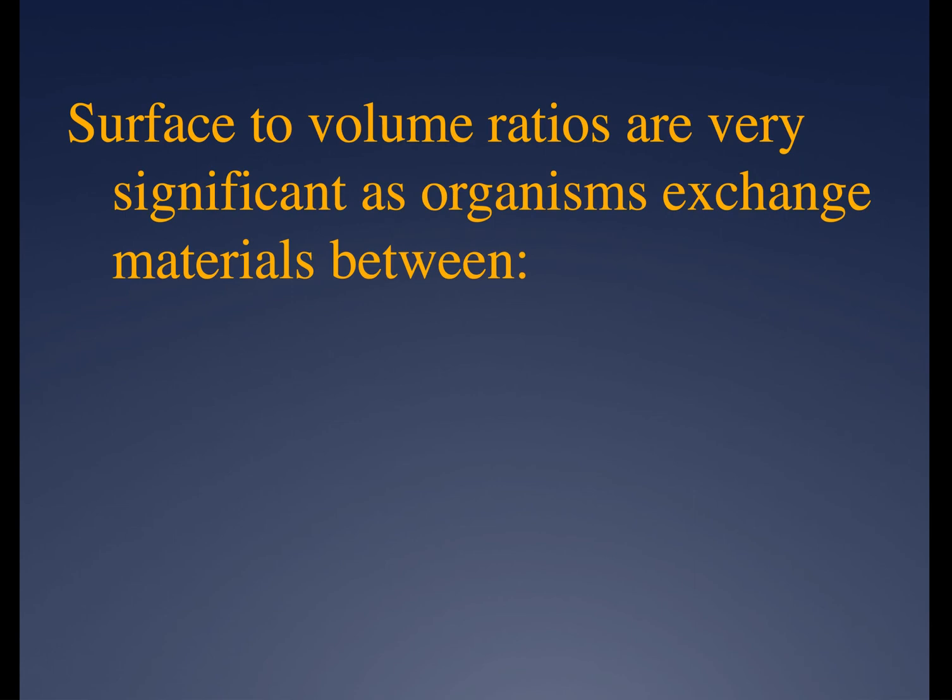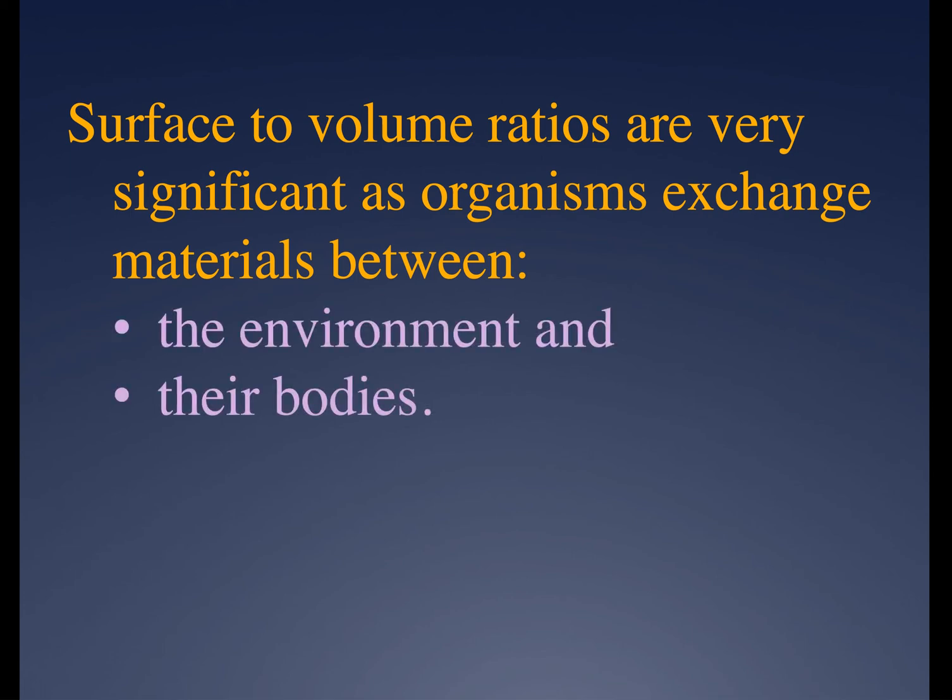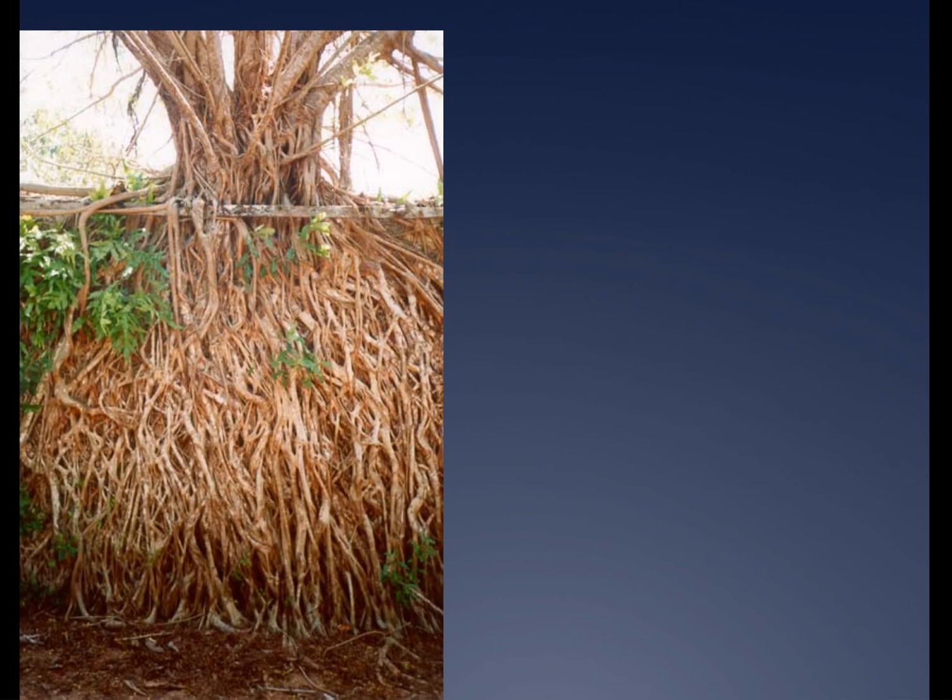Another place that we see surface to volume ratios really matter is not when we're exchanging heat, but sometimes when we're exchanging other things. The environment and the bodies might be exchanging, for example, water and gases and nutrients that are brought up by the root system of a tree. So what's going on here? Why isn't there simply one big massive root here instead of all this tangled mess?